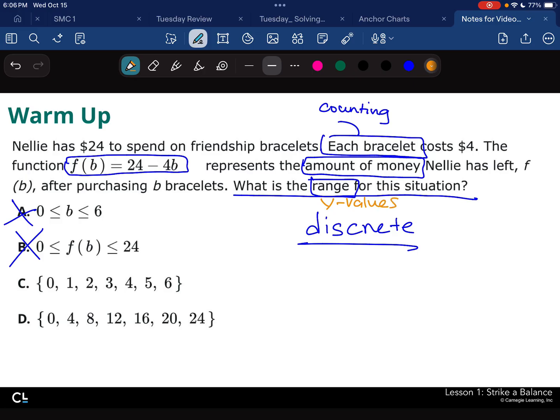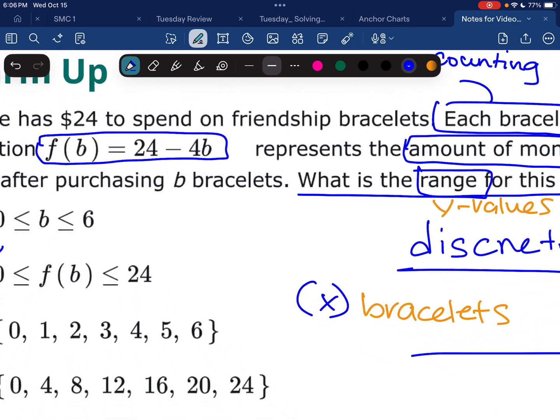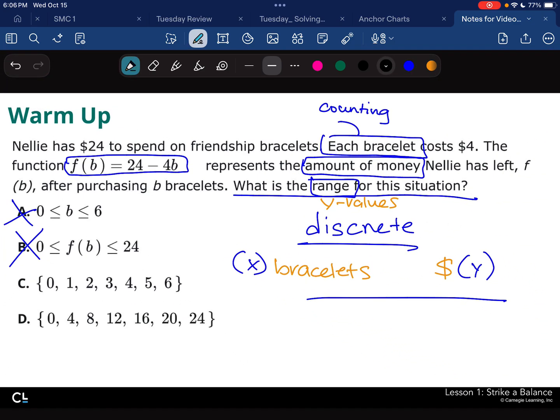So the two things that they're talking about in this problem is bracelets and money. I know that my bracelets is going to be my input, independent variable, whereas money is going to be my Y. So this is what I really need to know, my Y. So the next thing I need to think about is my equation. My equation is here: F of B equals 24 minus 4B. Well, I'm going to rewrite that equation as Y equals 24 minus 4X. It is the same thing. I am just making it friendly to be able to put it in Desmos.